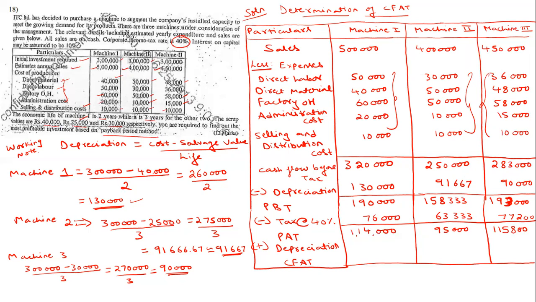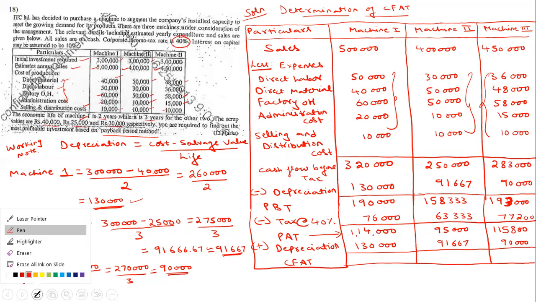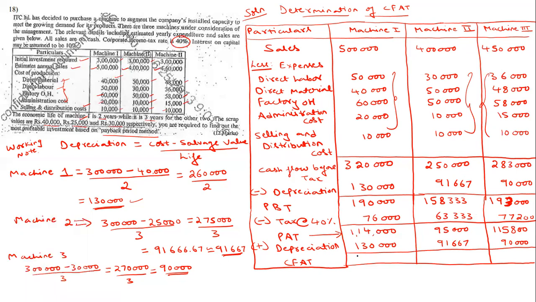And now, this is the PAT, profit after tax. But for me, the target is CFAT. Therefore, I should add back the depreciation, and I'll be doing the same. I'll just add the depreciation 1,30,000 to machine 1, 91,667 for machine 2, 90,000 for machine 3. And finally, I will be arriving at the CFAT, the target, whatever we wanted to aim for.